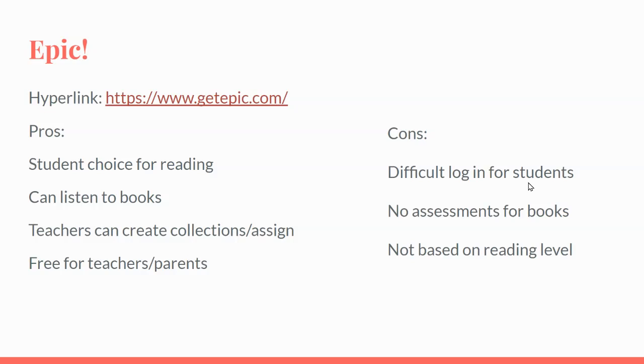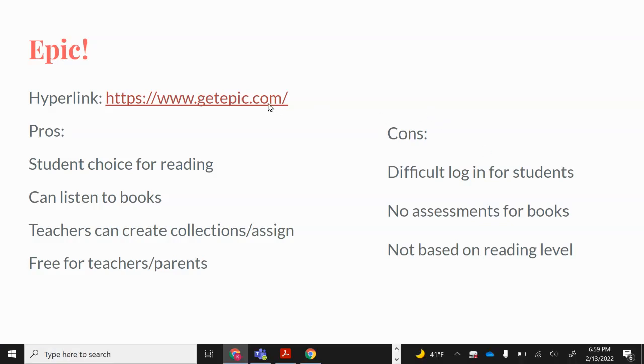So cons is that it is difficult to log in for students. Sometimes they do give you a class code and you're not able to choose it. So the class code that I have is kind of difficult for 6-year-olds to type in. They do not have assessments for books, and it is not based on reading level. Although it's not based on reading level, I think my kids prefer it just because they can listen to books even if they're too hard for them to actually read.